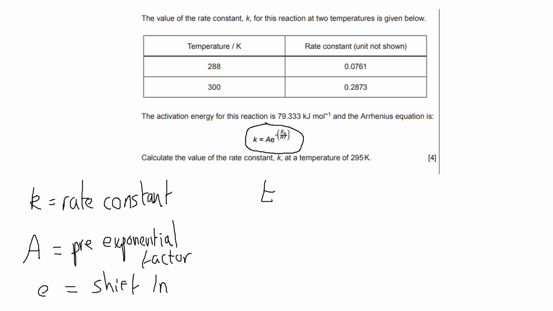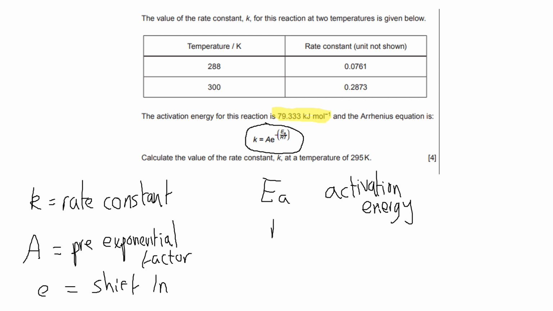And then you've got EA, which is your activation energy. Now, can I draw your attention to the units here? The activation energy, when you get a question, is normally in kilojoules per mole. So here you've got an activation energy of 79.333 kilojoules per mole. However, the gas constant R is in joules per mole. So we normally have to convert our activation energy into joules per mole before we can use the equation. So just be aware of the discrepancy of the units.